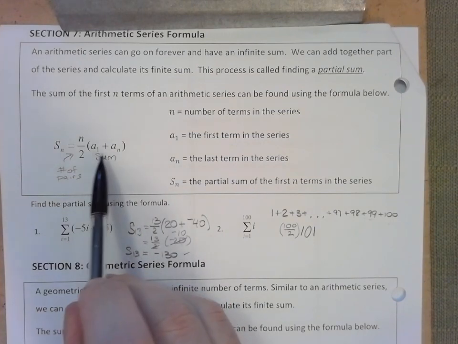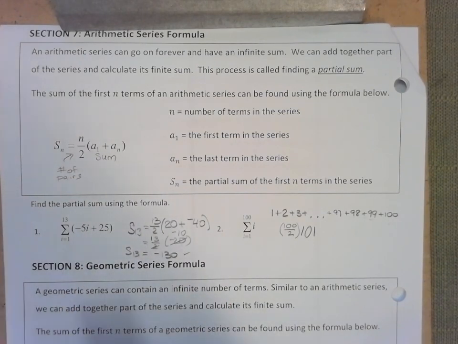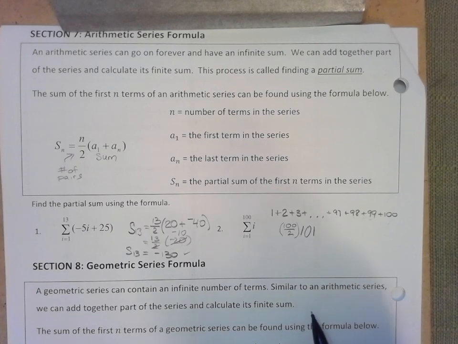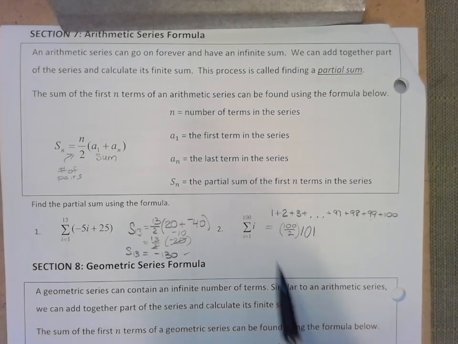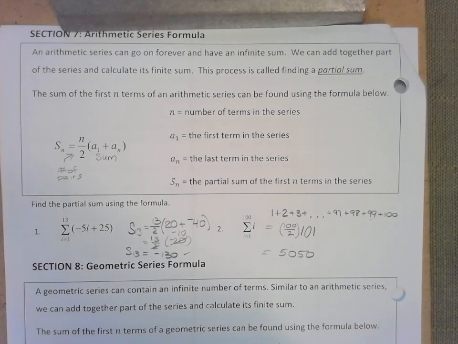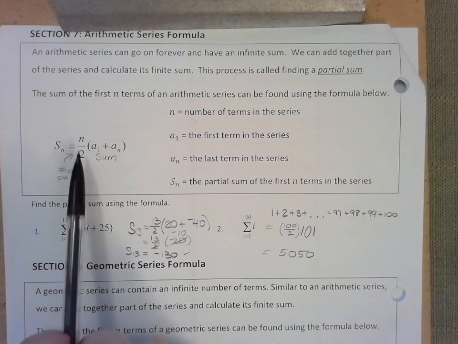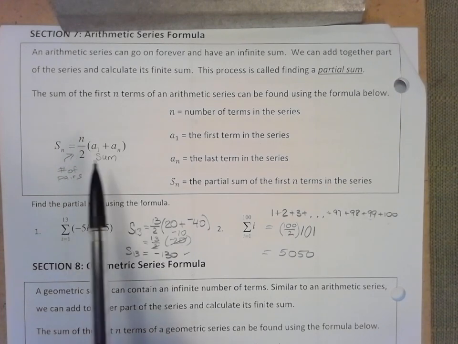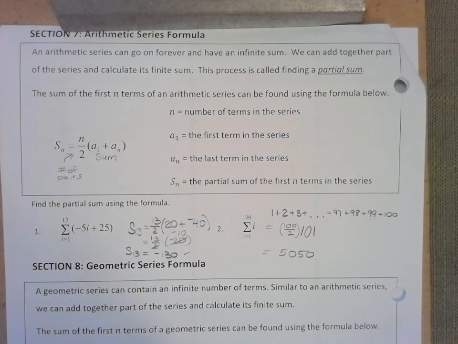The second part of this formula, a sub 1 plus a sub n, represents the sum of every pair because every pair has the same sum. I'm going to multiply these together, and when I do, I get 5,050. So this arithmetic series formula works when you're adding together a finite number of terms. What you can do is count how many pairs of terms you can create, and each pair will always have the same sum.